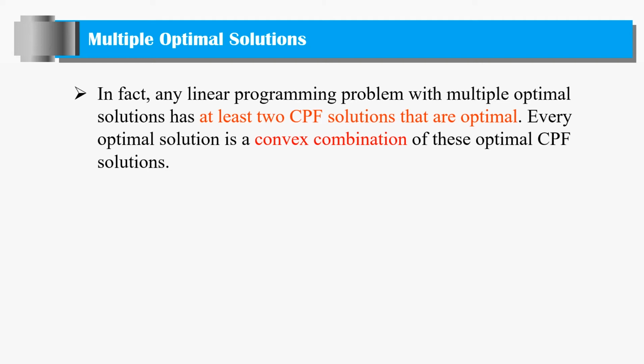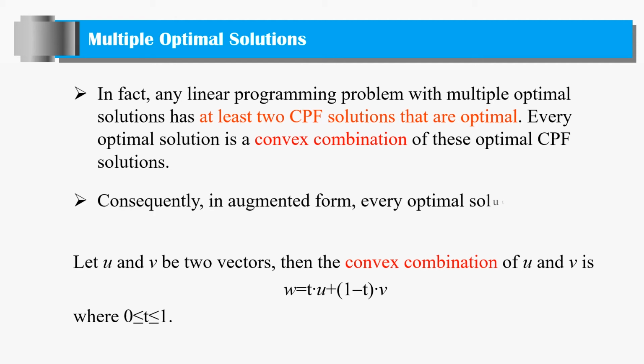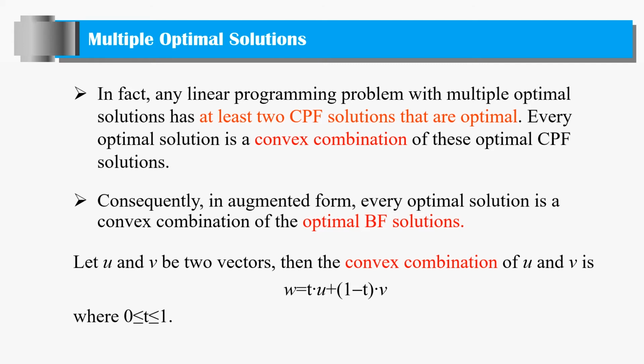Every optimal solution is actually a convex combination of these optimal CPF solutions. Here we define the convex combination of two vectors. If u and v are two vectors, then the convex combination of these two vectors is defined as t times u plus 1 minus t times v, where t is a constant between 0 and 1. From this fact of the CPF solutions, we say that in the augmented form, every optimal solution is a convex combination of the optimal BF solutions.